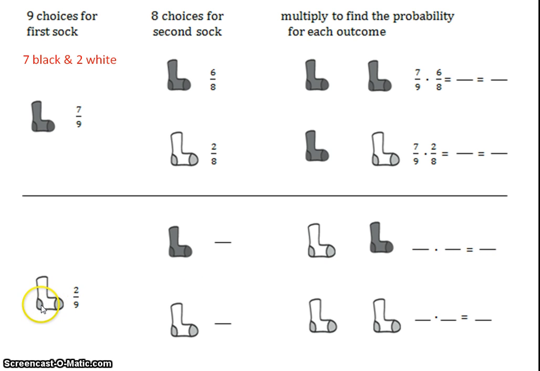The last scenario would be a white sock drawn first, which is 2/9, and my second draw would be a white sock. Now remember, in your second draw, there's only 8 choices left, so that's our total. When we began, there were 2 white socks, but my first white sock is gone. So that number of white socks remaining has changed. Please fill in this ratio, bring these 2 probabilities over, and multiply and simplify that ratio.